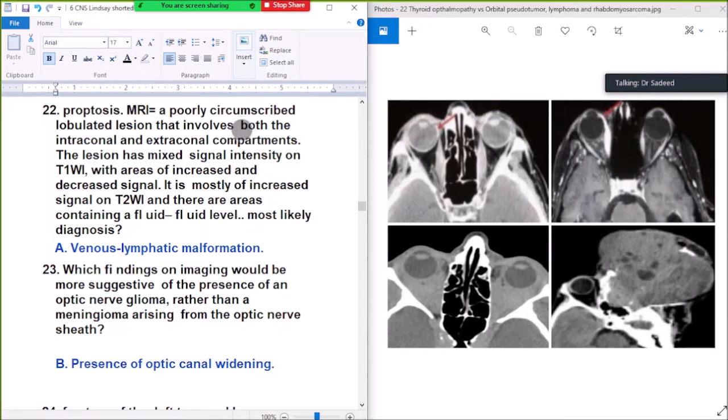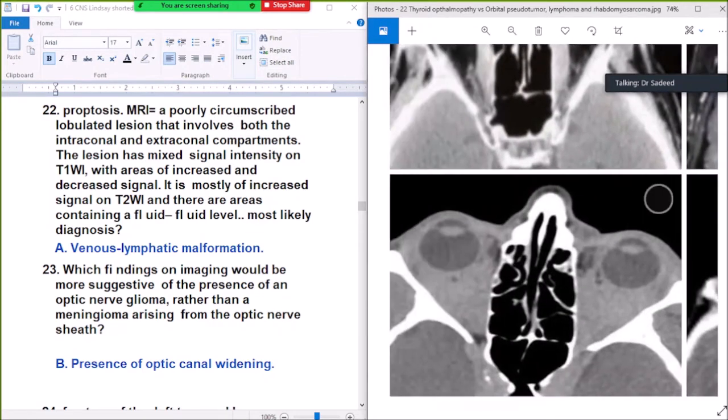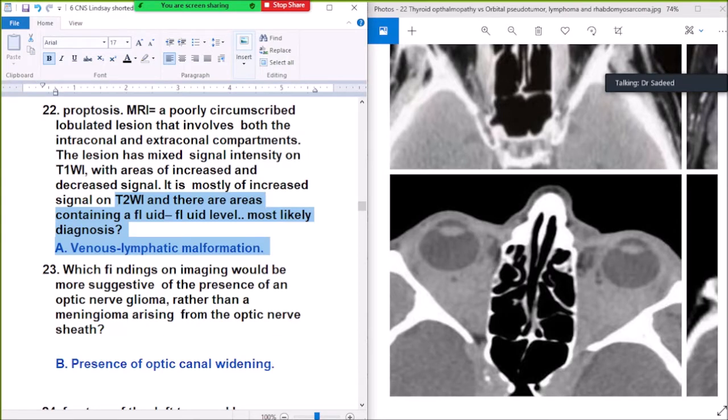Question number 22. Proptosis. This is orbital lymphoma now. MRI shows a poorly circumscribed lobular lesion that involves both intraconal and extraconal compartments. The lesion has mixed signal intensity on T1 with areas of increased and decreased signal, mostly increased signal on T2, and there are areas of fluid-fluid levels. Most likely diagnosis: venous lymphatic malformation or lymphoma.